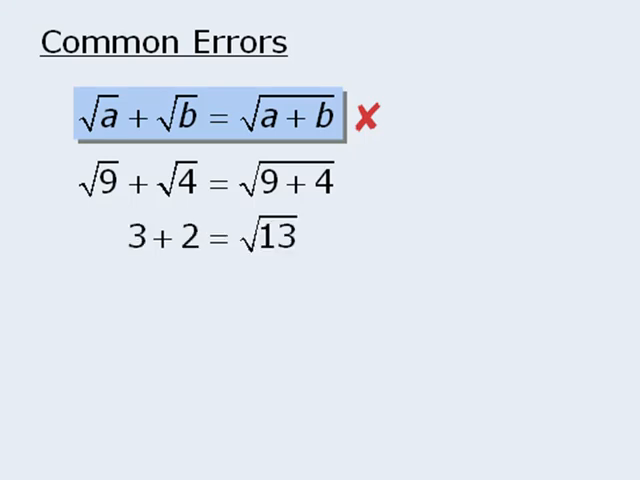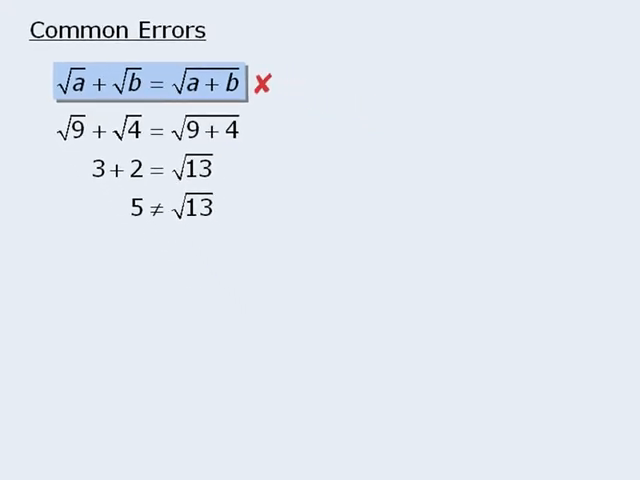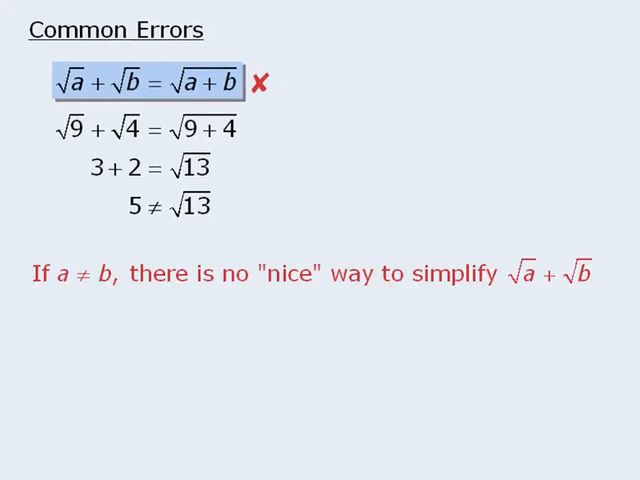However, when we simplify this, we get 5 on the left-hand side and the square root of 13 on the right-hand side, and these values are not equal. In general, if two numbers, a and b, are not equal, then there is no nice way to combine the square root of a plus the square root of b.